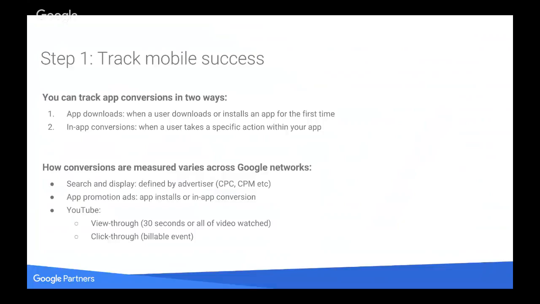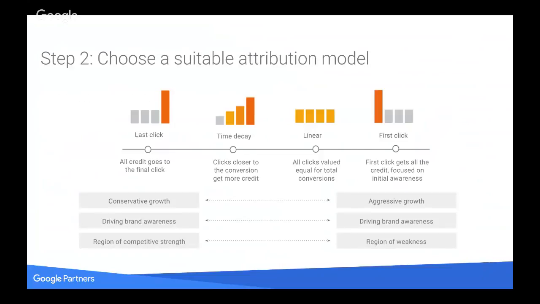And how conversions are measured across different Google networks. On search and display is something that is defined by an advertiser. So anything that is of value to your business can be defined as a conversion action. While in app promotion ads, of course, it does come into play the number of people who've installed your application. While on video ads, essentially the ads that you would probably showcase on YouTube, conversion actions would be counted as someone watching 30 seconds of your ad or taking a valuable action, such as interacting or clicking on your ad itself.